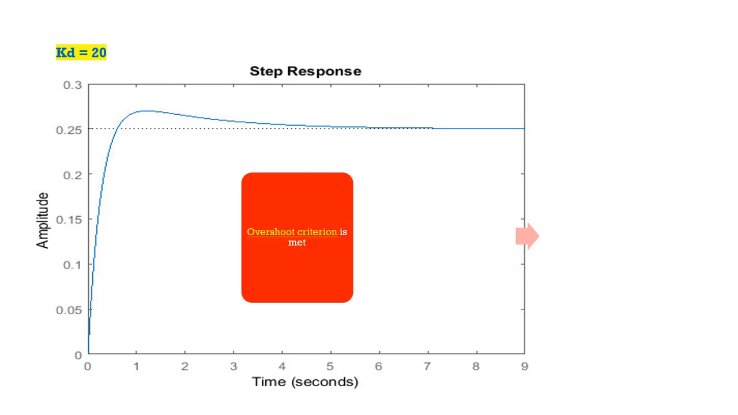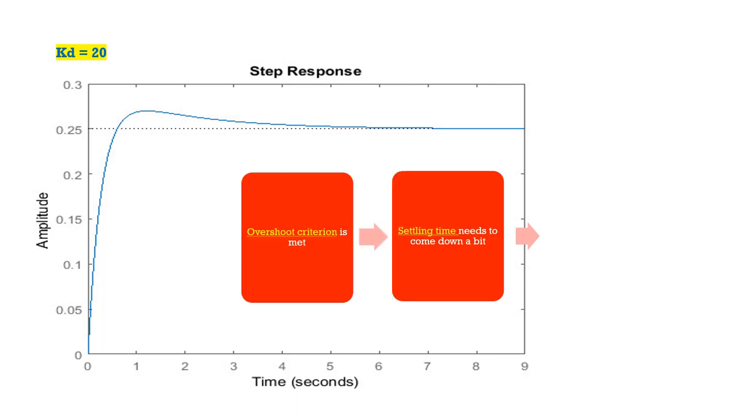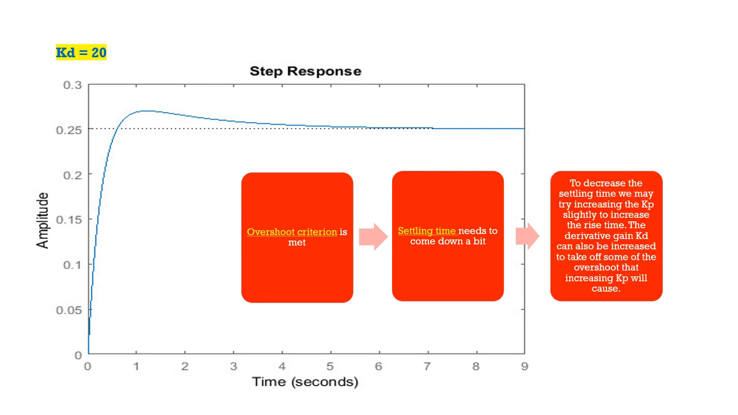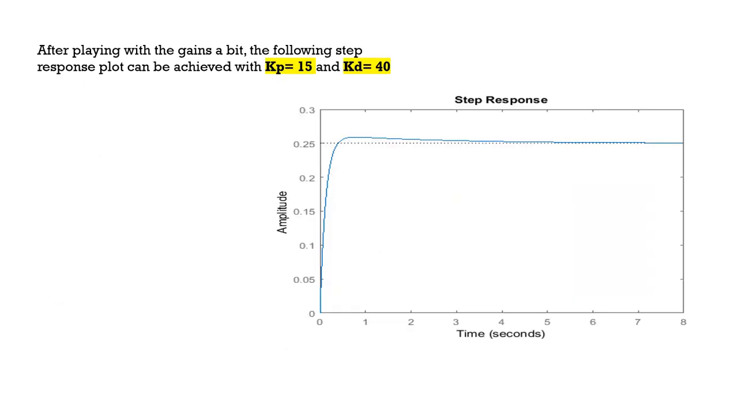Now the overshoot criterion is met, but the settling time needs to come down a bit. To decrease the settling time, we may try increasing Kp slightly to decrease the rise time. The derivative gain Kd can also be increased to take off some of the overshoot that increasing Kp will cause. After playing with the gains a bit, the following step response plot can be achieved with Kp equal to 15 and Kd equal to 40. The following code can be added to your MATLAB and run it. You get the output as seen in this figure.